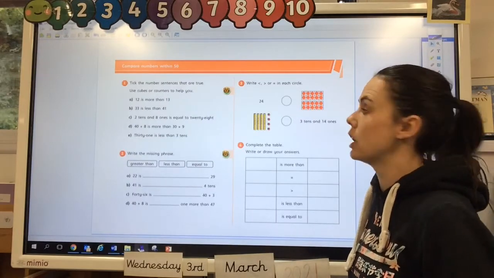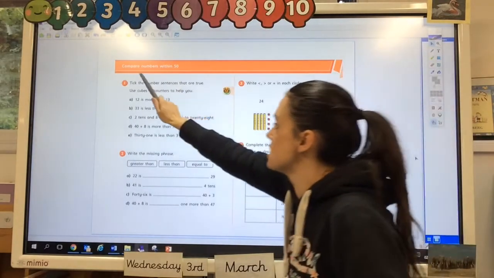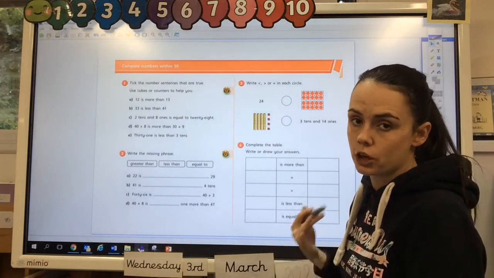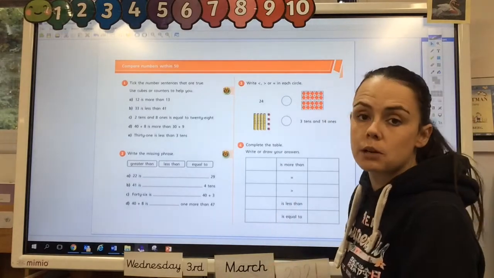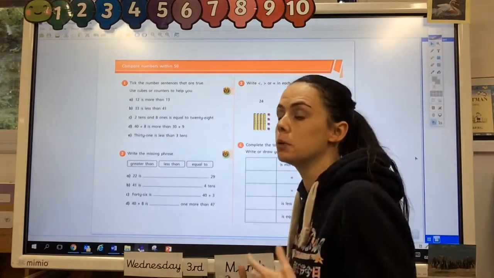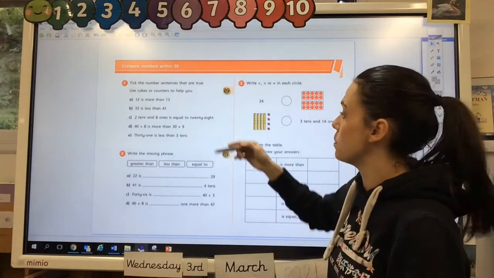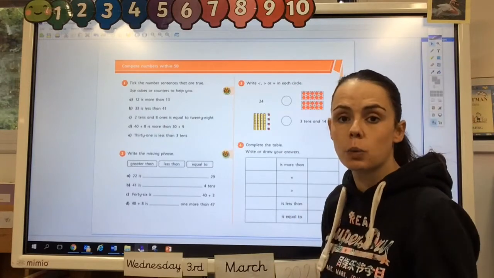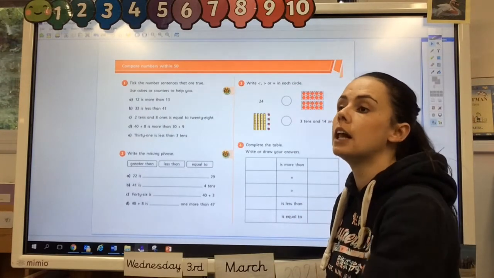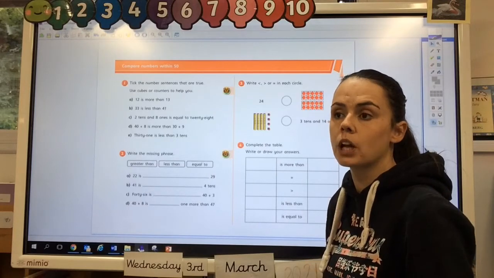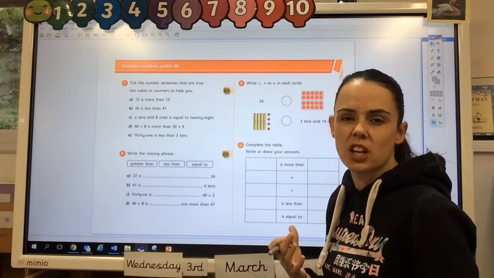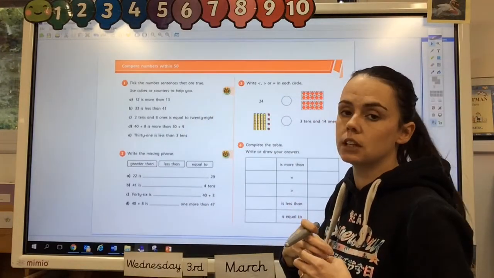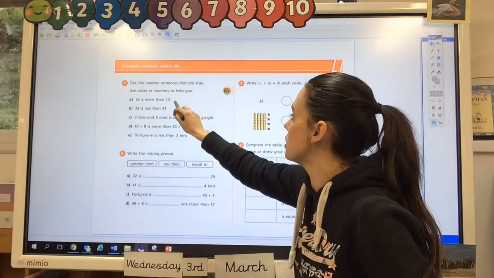Right, here is today's worksheet. So let's start with question 1. It says, tick the number sentence that is true. So we've got to tick the number sentences that are true, and use cubes or counters to help you. You can use cubes or counters, or your number square at home, or your 10 frames. So we've got 12 is more than 13. So find 12 on your number line or number square, and find number 13. Which one's bigger? 13 is bigger, isn't it? So is this sentence right? 12 is more than 13. No, it's not. So that one is wrong.